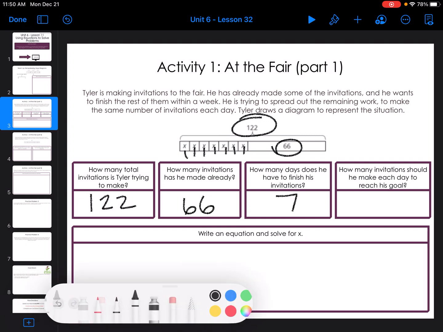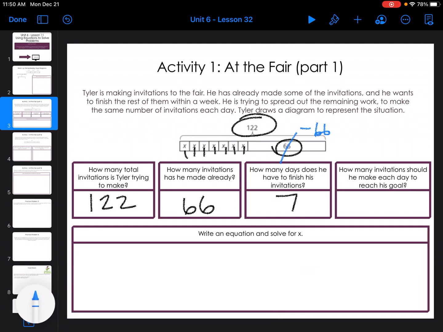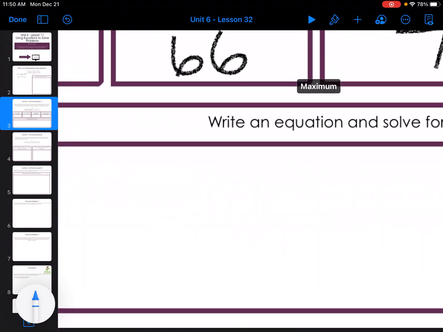Okay, well, if I was going to solve this using my tape diagram, I'm going to subtract 66. So 122 minus 66 leaves me with 56. 56 divided by 7 is going to be 8 invitations each day. That's what I think it's going to be. Let's write an equation and solve it.